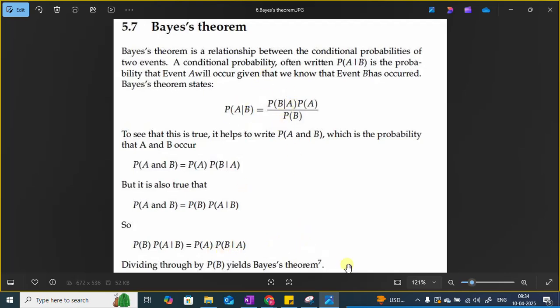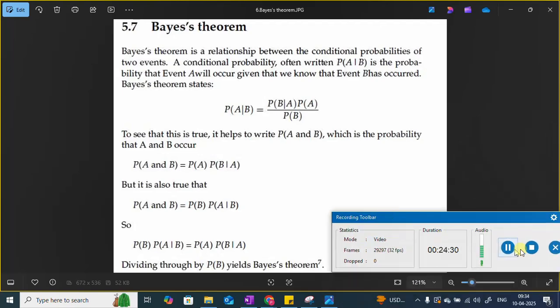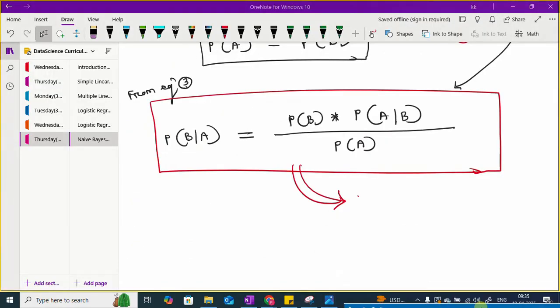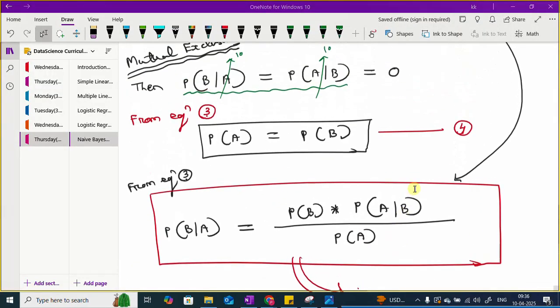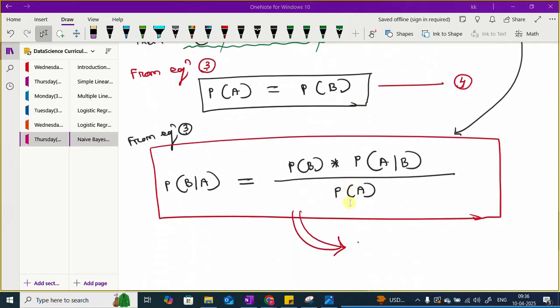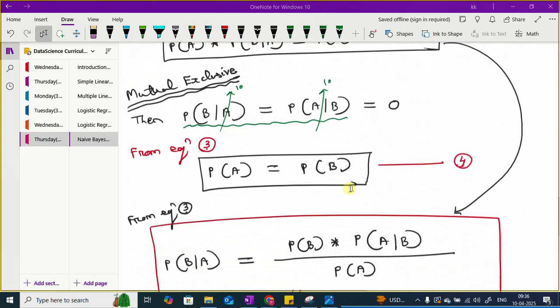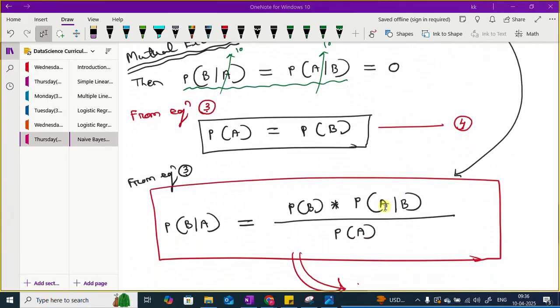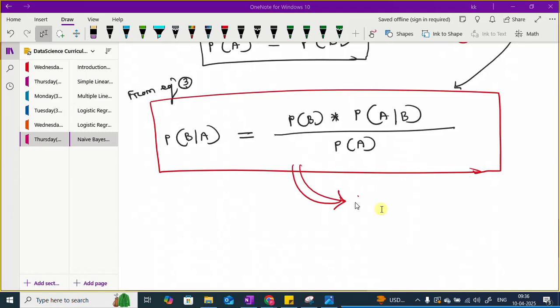So from where you should derive it, you know, right? Let me repeat one more time. From equation 3 is written probability of A into probability of B given A is equal to probability of B into probability of A given B. What I'm doing is keeping probability of B given A on the left hand side, and I'm taking probability of A to the right hand side. So obviously it will go to the denominator, probability of A, and the right hand side as it is, I'm keeping probability of B into probability of A given B. So this is nothing but my Bayes theorem.